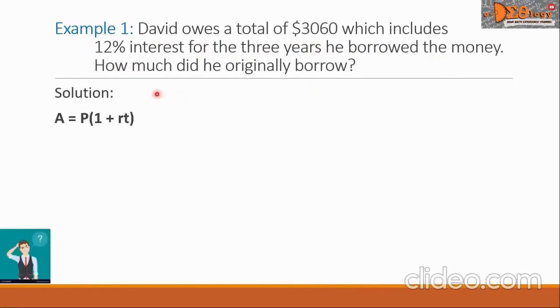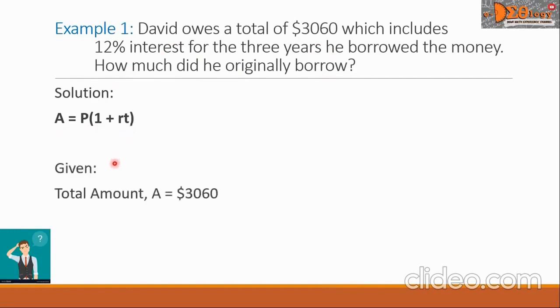First, let us write the formula for the total amount, and that is A, that stands for total amount, equals P as the principal, times the quantity, 1 is a constant, plus the product of R, that stands for the rate, and the T, which is time.